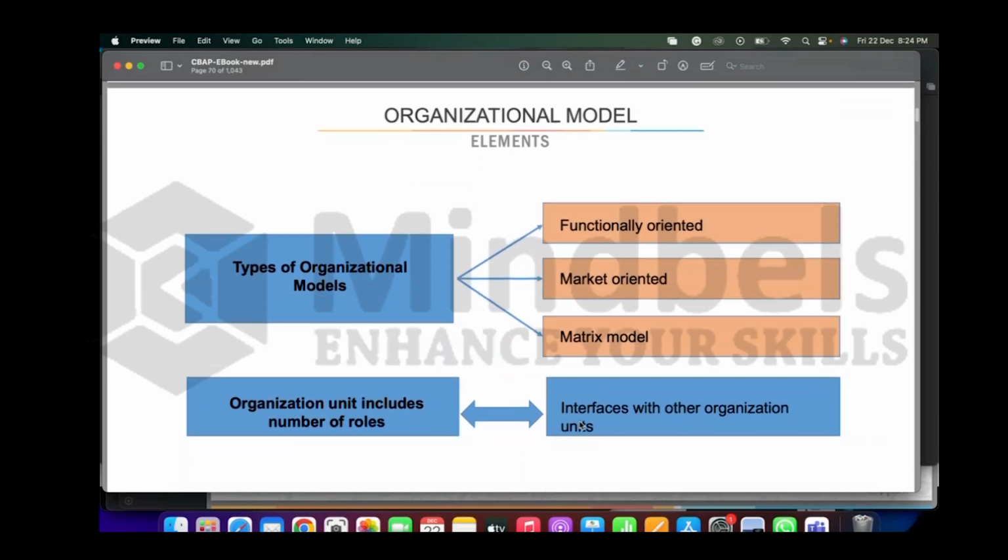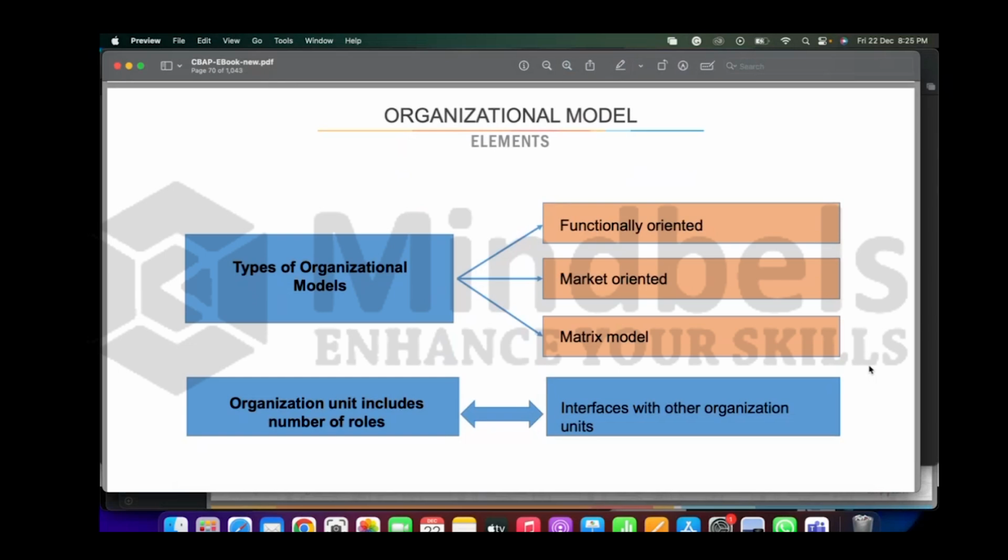Now, here is the ingredient recipe of your organizational models. So, you can see there are three types of organizational models: functionally oriented, market, and matrix model.